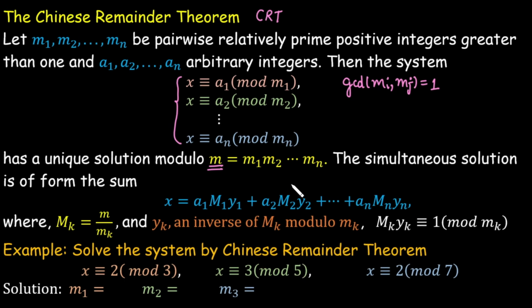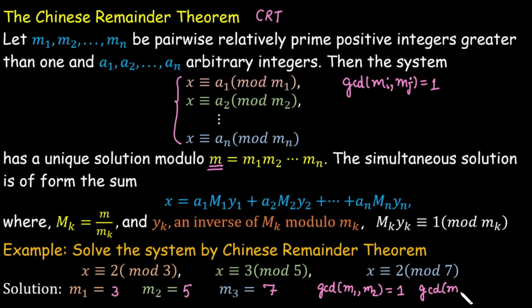In order to apply the Chinese Remainder Theorem, the first step is to check whether m1, m2, up to all mi's are pairwise relatively prime numbers. So compare this with this. According to this, we have m1 equal to 3, m2 is 5, m3 is 7, meaning we are collecting all the moduli. Now, is the GCD of m1, m2 equal to 1? What is the GCD of m1, m2? What is common between these two? GCD is 1.